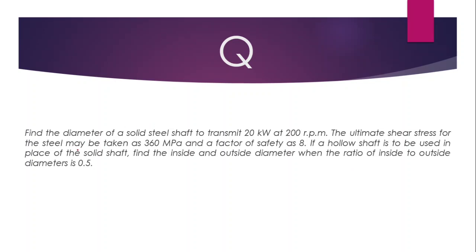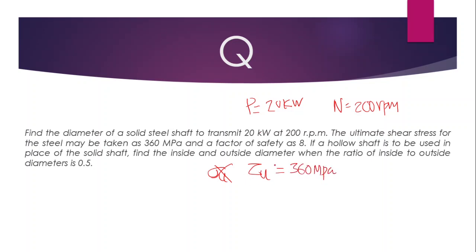And here is the first question. Find the diameter of a solid shaft to transmit 20 kilowatt at 200 rpm. Here the power transmitted is 20 kilowatt, and N is equal to 200 rpm, given in the question. The ultimate shear stress for the steel may be taken as 360 megapascal, and the factor of safety is equal to 8. Here tau ultimate is equal to 360 megapascal, and factor of safety is equal to 8.